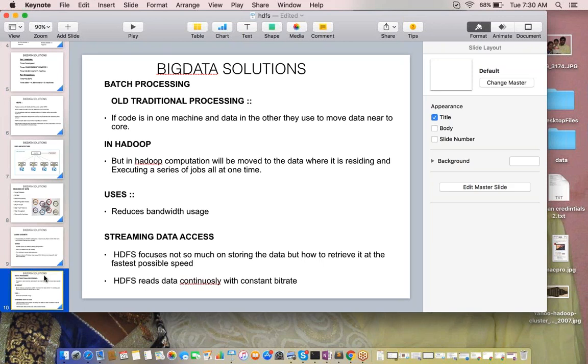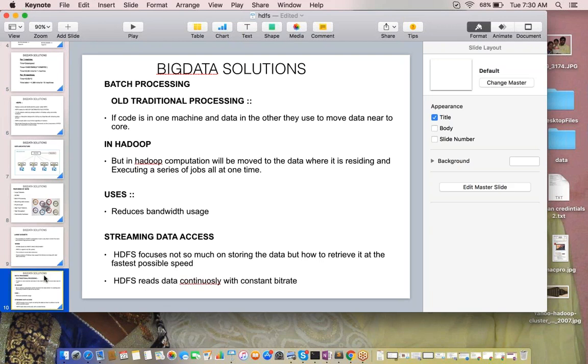I personally suggest always go with batch processing. In Hadoop, it's always streaming data, right? Or batch processing also. Batch processing is also possible. It is not always streaming. It depends on the project.